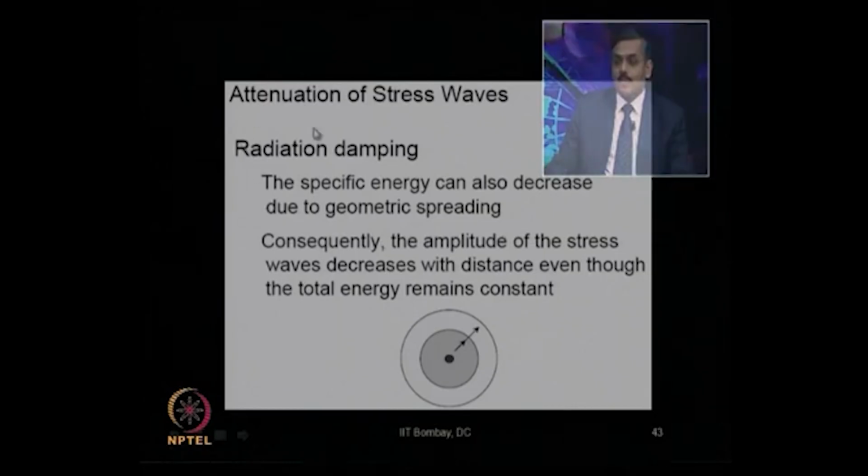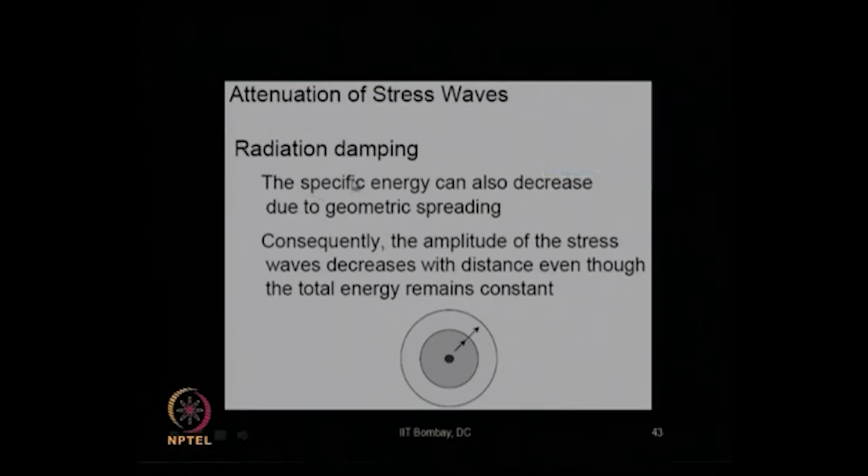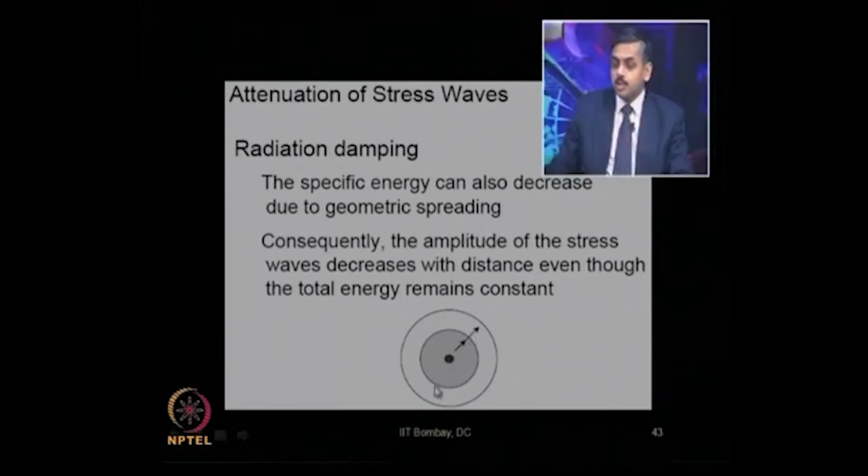Whereas, in the next case of attenuation, which we named radiation damping, this is the picture through which we are showing the radiation damping. Suppose this black point is the source through which the earthquake energy gets released. When energy gets released, all the waves are generated and travel in all directions. So the specific energy can also decrease due to geometric spreading. This is because of the geometry: the farther you go from this point source, the more the amplitude of that stress decreases. That is because of the distance-related issue, right.